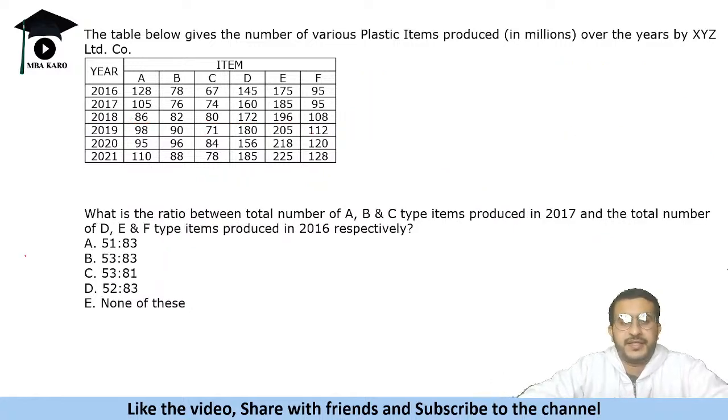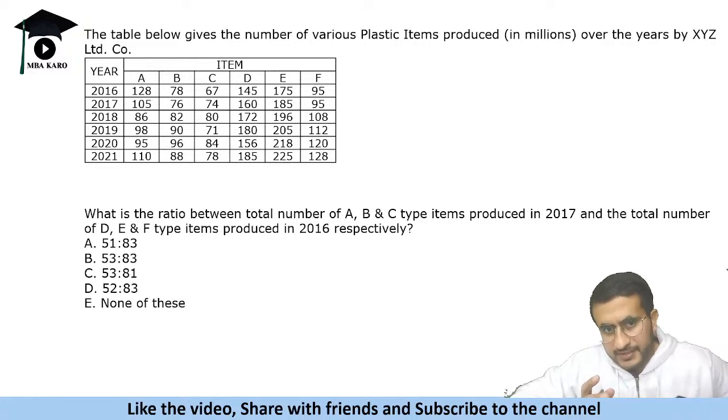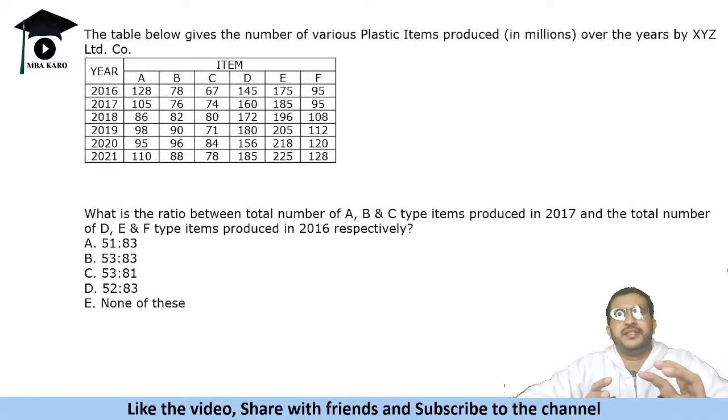Okay, now this is an easy one. What is the ratio between the total number of A, B, and C type items produced in 2017 and the total number of D, E, and F items produced in 2016 respectively? So whenever you attempt a DI set, you should not be seeing कि सारे question करने. You should see कि which questions to pick. Maybe out of 4 or 5 questions, you do just 2 questions, but those 2 questions take less time.